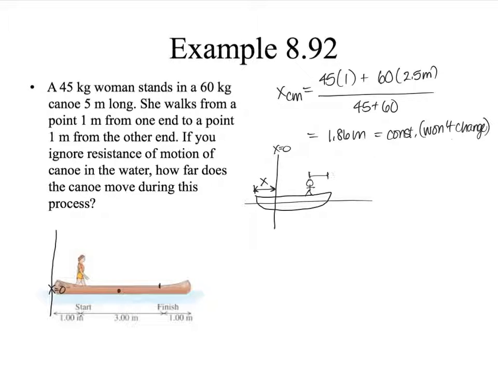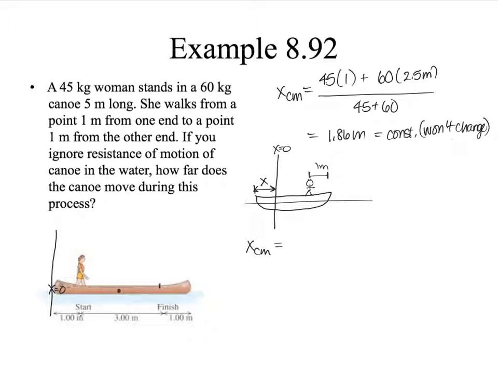Remember that this is 1 meter away from the edge of the canoe, the far end of the canoe. So what is her new center of mass? I have to try to figure out how I would write the position of both the girl and of the canoe, and how I would use it to calculate the new center of mass position.